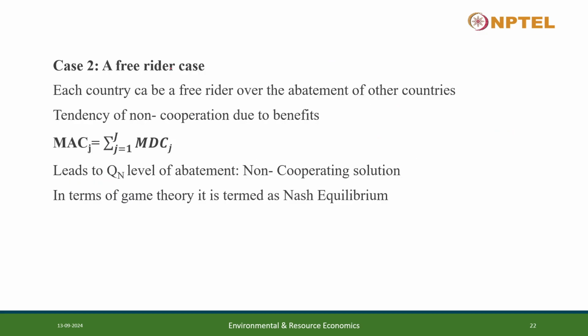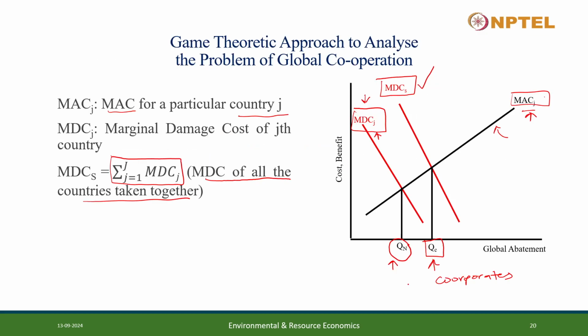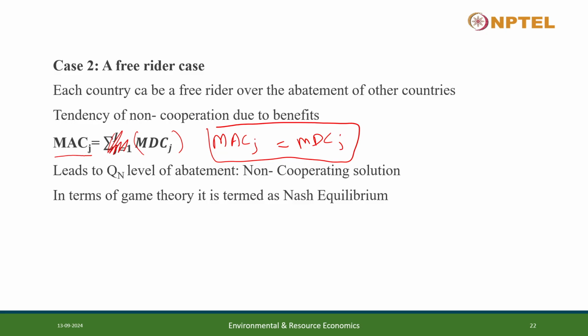Now let's say the free ride case. Now the country will only equate its marginal abatement cost with the marginal damage. So here we don't get the sum, we get only MDC of J. So in this case, where MAC of J equals MDC of J, we can say that the country is free riding, though the country would have more benefit when it moves from QN to QC. The country will not abate the pollution because it will try to free ride, that is, enjoying the pollution reduction from other countries, right?